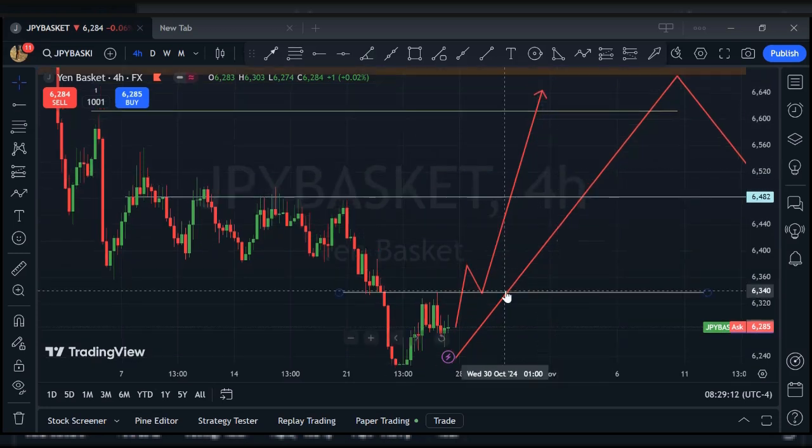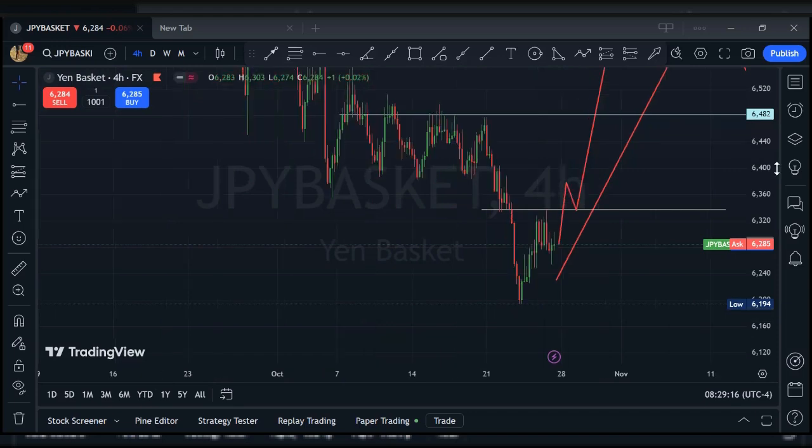So that's the plan I have for this week. And this is the JPY basket.